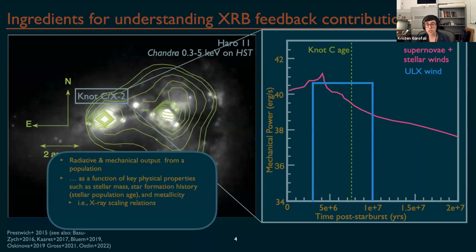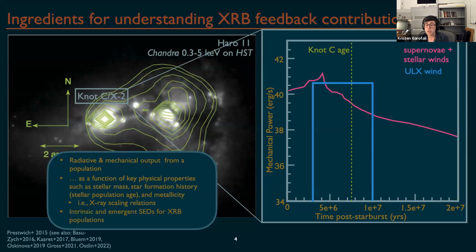But we also need to understand this output as a function of the physical properties of the environment: of age, of metallicity, of the mass, as a function of burst mass, and so on. For this particular example in Haro 11, this knot, where we think some of the Lyman continuum emission might be leaking from, has an age which might be particularly favorable for strong feedback from ULXs in the form of mechanical power from a ULX wind.